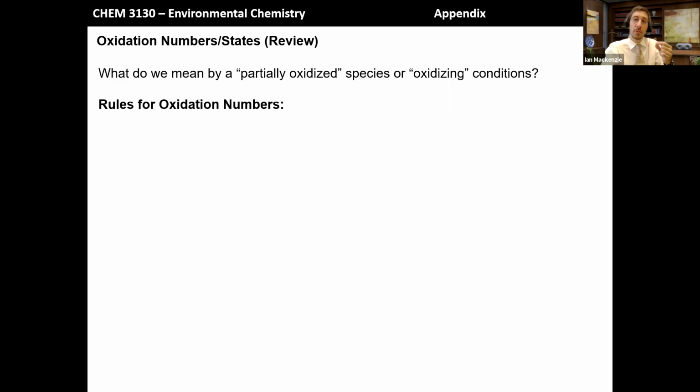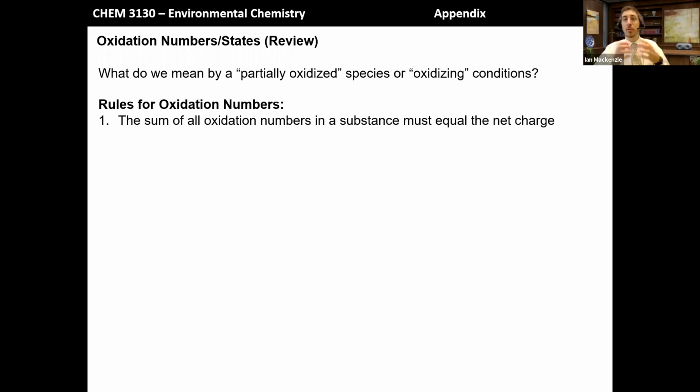There are some rules for oxidation numbers, and they are listed in order of precedence. Rule number 1 takes precedence over anything beneath it, rule number 2 takes precedence over rule number 3, etc., if there's ever any conflict. First, the sum of all oxidation numbers in a substance must equal the net charge. Every single atom in a compound has an oxidation number or oxidation state, and it helps us keep track of redox chemistry. Changing oxidation numbers involves gain or loss of electrons.